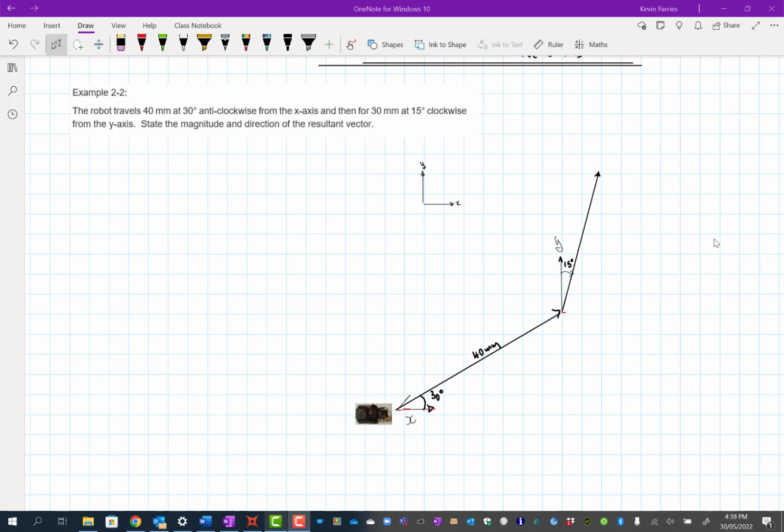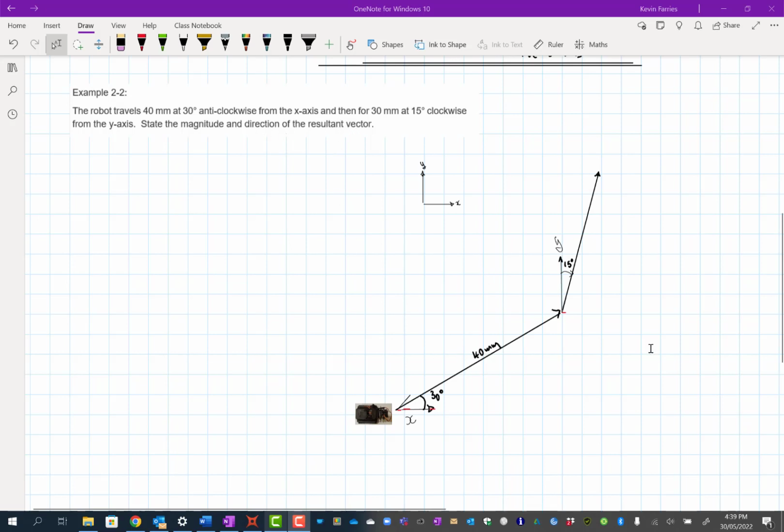Starting to get a little bit more complicated now. So the robot's traveling 40 mm at 30 degrees anti-clockwise from the x-axis, and then for 30 mm at 15 degrees clockwise from the y-axis, so clockwise this time. State the magnitude and direction of the resultant vector.